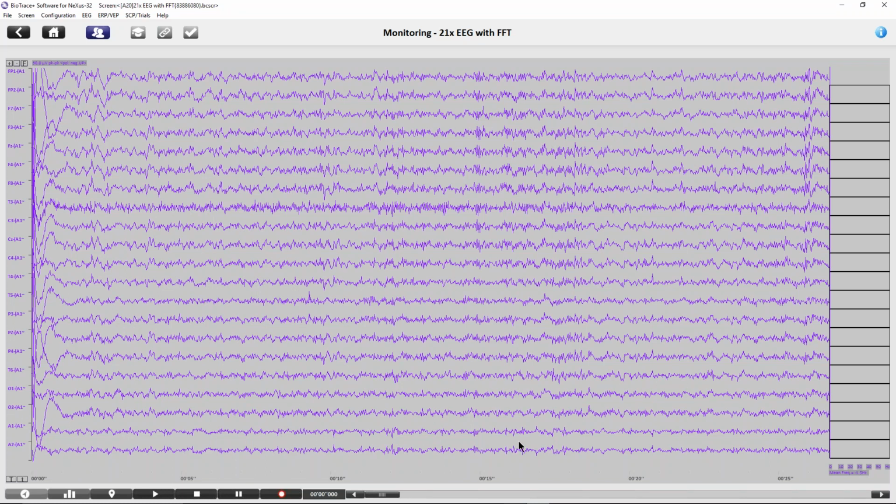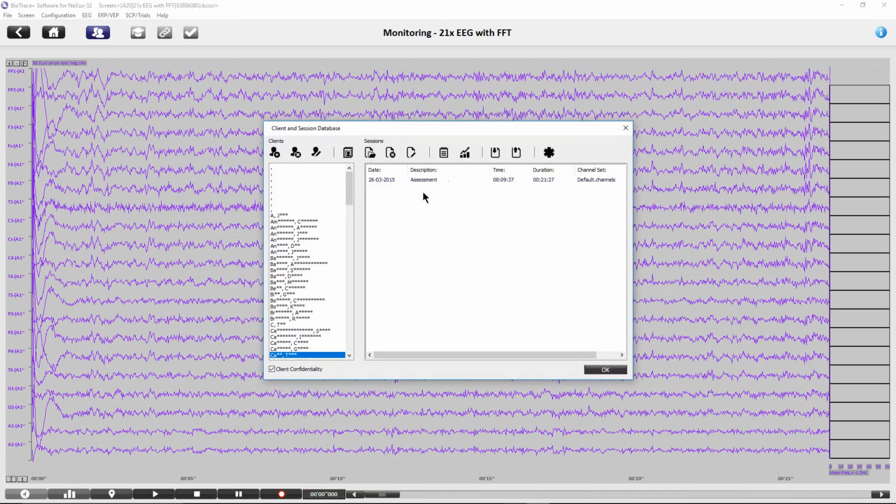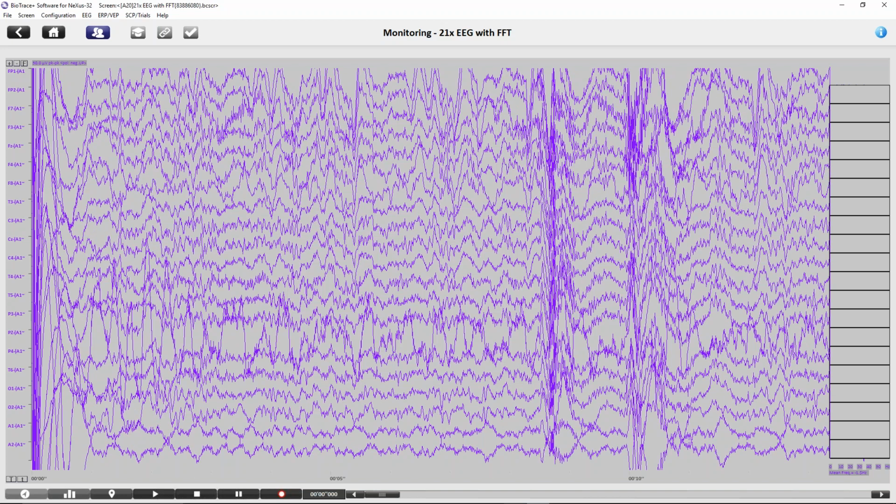These are A1 and A2. And whether they're on the mastoid or on the ears, it doesn't matter. They're still labeled in this particular case as A1 and A2. So I'm going to just load a saved session, a previously recorded EEG from someone.